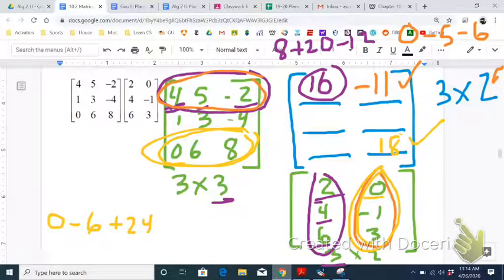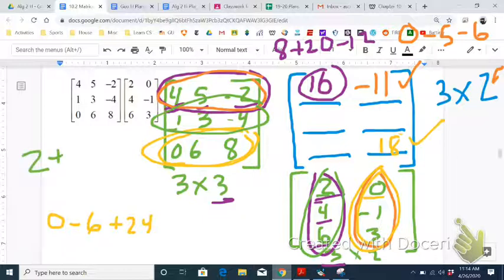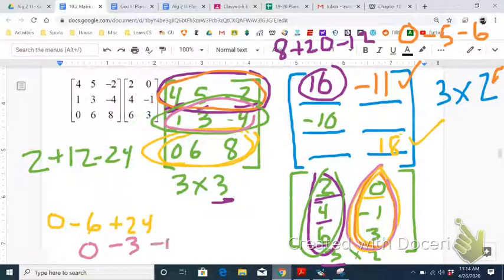Alright, let's just finish this off here. Let's say we have the second row times the first column. So we multiply them together, I get 2 plus, so 1 times 2 is 2, 3 times 4 is 12, negative 4 times 6 is negative 24. That's going to add up to negative 10, because we get 14 minus 24. Okay, let's try second row, second column. Multiply them together, I get 0 minus 3 minus 12. That adds up to negative 15.